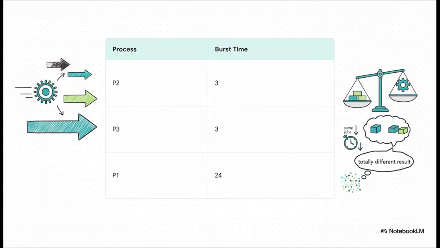But now, just watch what happens if they arrive in a different order. Let's say the 2 small jobs, P2 and P3, get in line first. They get served super quick. P1 still takes its 24 milliseconds, but it just waits behind them. Now look at the average waiting time. It drops from 17 all the way down to just 3. It's the same exact jobs, the same scheduler. The only thing that changed was the arrival order. And look at that difference.